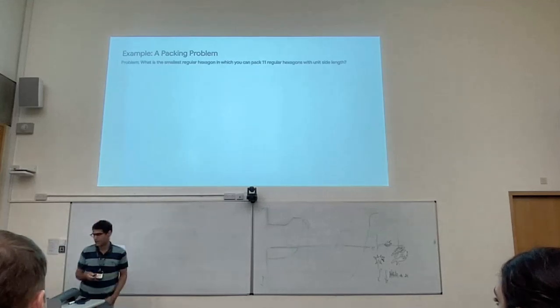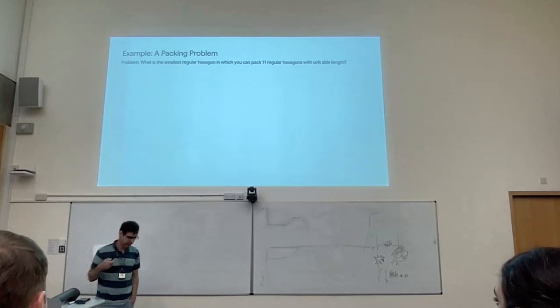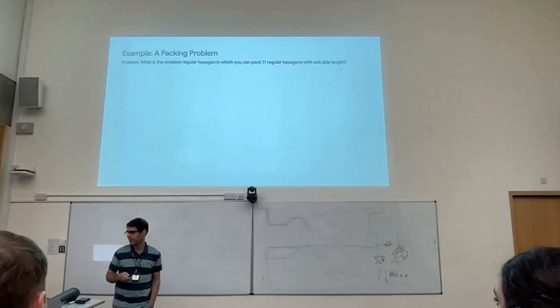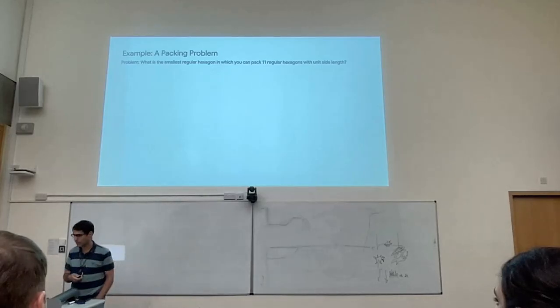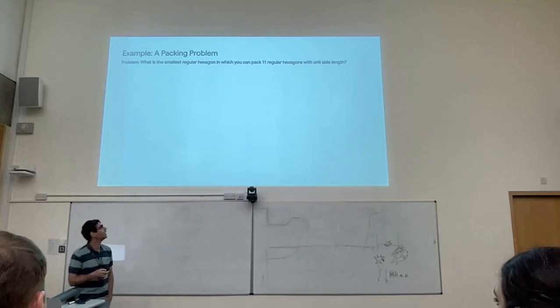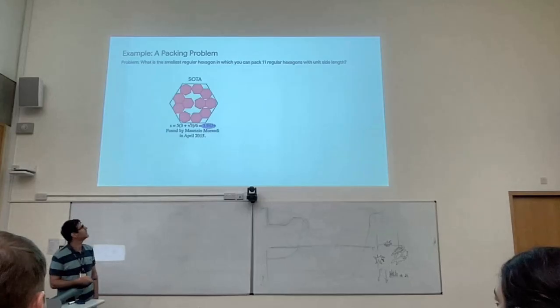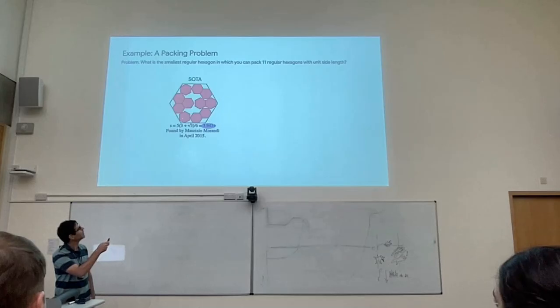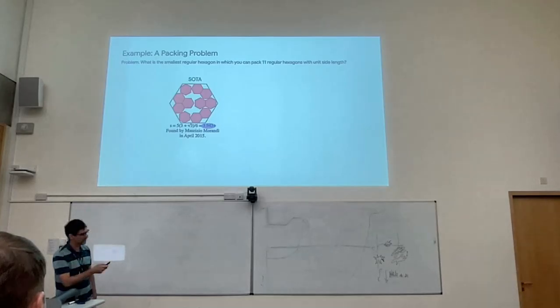So just to give another example of a problem that we tackled with AlphaEvolve. Here's the description: this is the smallest regular hexagon in which you can pack 11 regular hexagons with unit side length. The state of the art solution looks like this. There are 11 unit hexagons, and the side of the outer hexagon is 3.94.